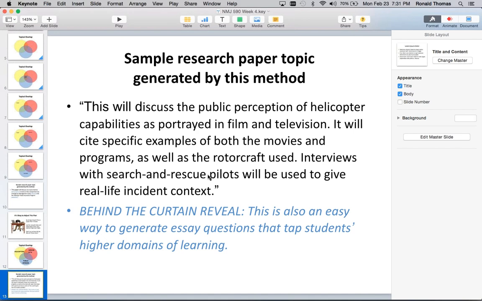I could look at the public perception of helicopters as they are portrayed in film and TV. I could use specific examples of the movies and TV shows and the kinds of helicopters that showed up in them. Did you know, for example, on the old TV show Airwolf, that was a real helicopter that actually is used as an air ambulance by many hospital EMS services. And then I could talk to real search and rescue pilots to get their perspective on real incidents.